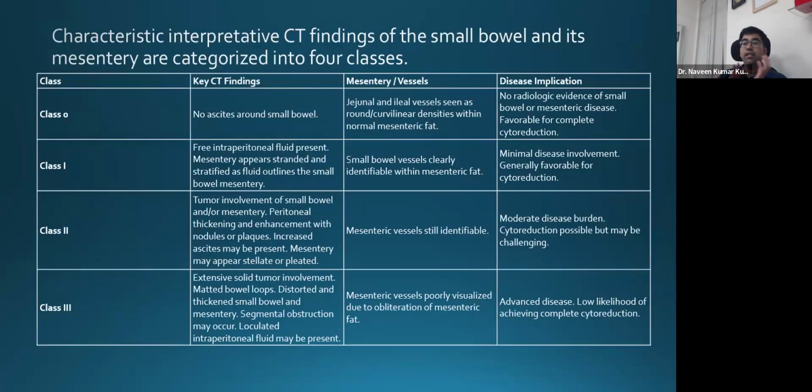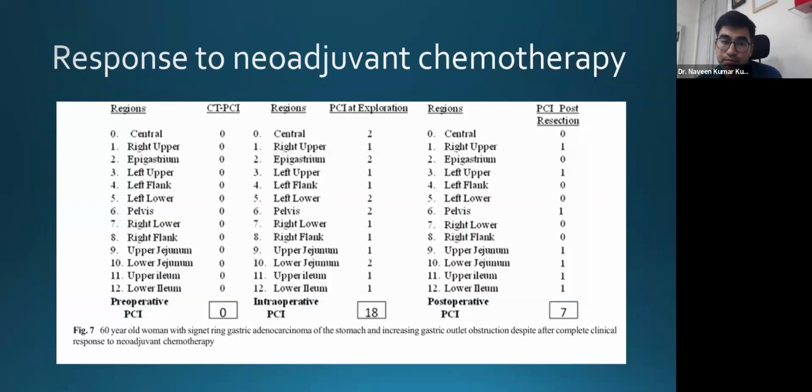Now, as you can see, small bowel involvement is a very important criterion. So there is a CT classification of class 0, 1, 2, 3 based on the associated ascites and the condition of the mesenteric vessels. Which class will benefit is as you can see in the last part of the table, where there is a disease implication. A class 0 can undergo a complete cytoreduction. Class 1 is also favorable. Class 2, it is possible but may be challenging. Class 3 is advanced disease and there is a very low likelihood of achieving complete cytoreduction.